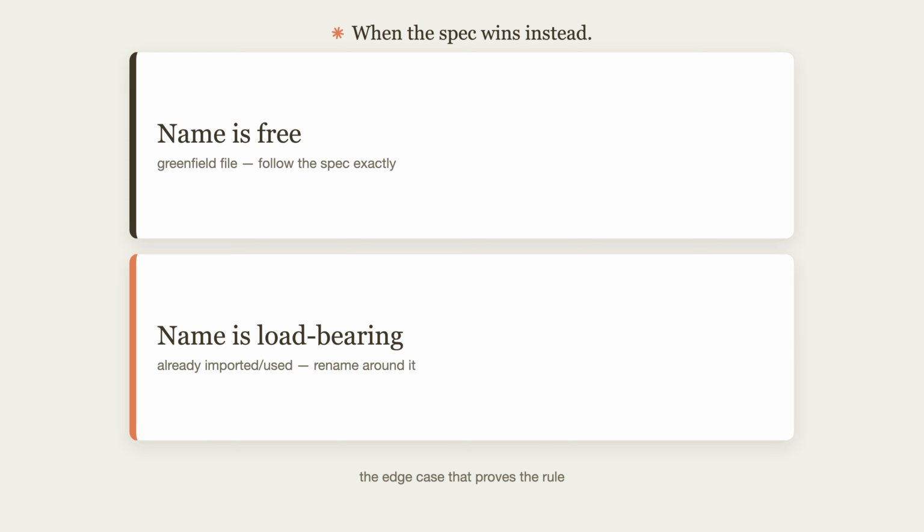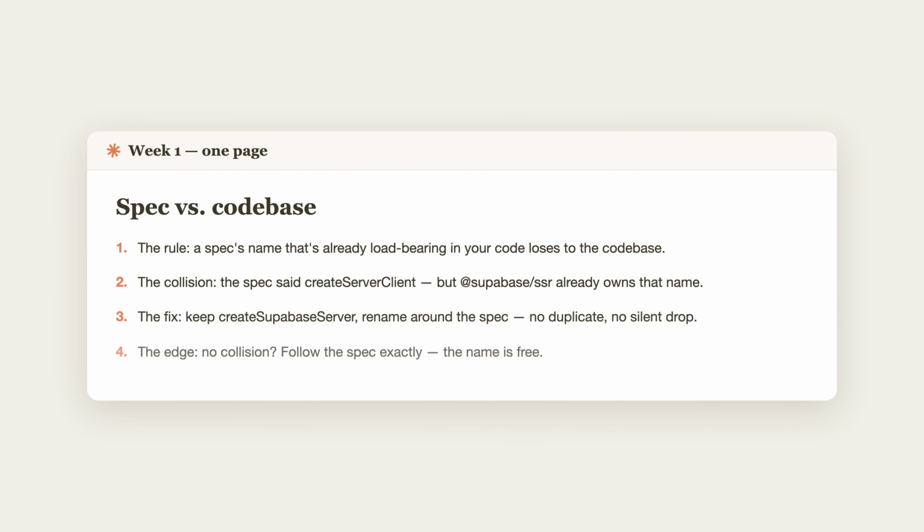No collision, no exception. The recap: when a Spec's recommended name is already doing real work in your codebase, keep the codebase's convention and rename around it. Don't duplicate the logic. Don't silently drop it. And when the name is free, follow the Spec to the letter. One rule, both directions. The name that's already load-bearing wins.